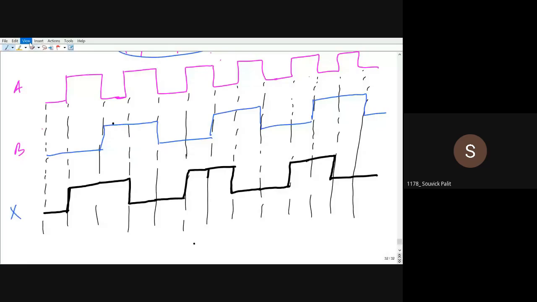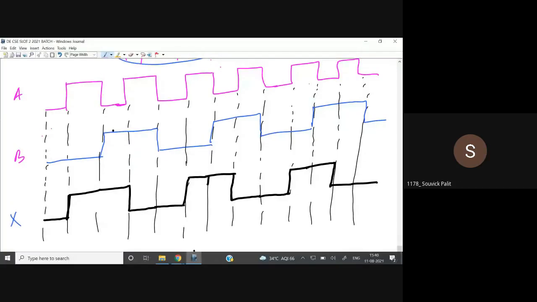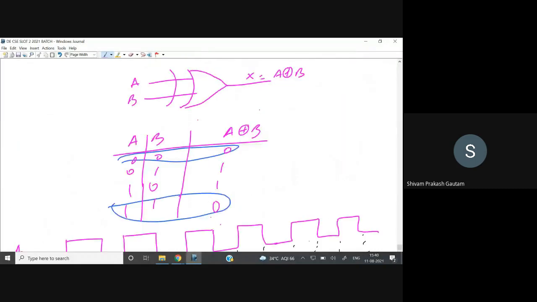Sir, what is the gate for this one? What's the XOR gate? What is the gate for this? XOR, right?